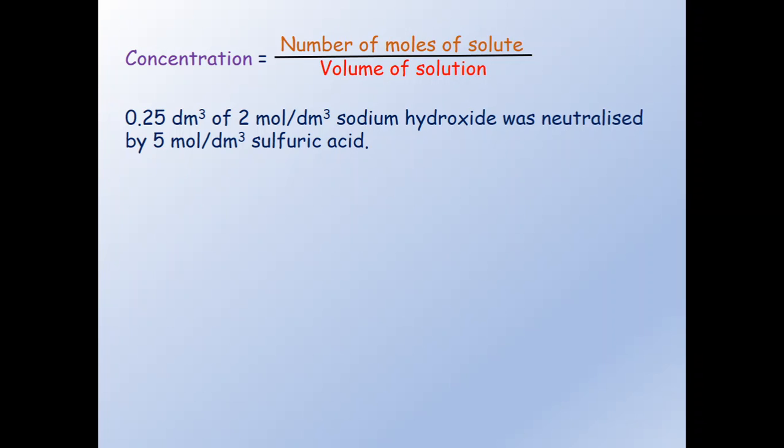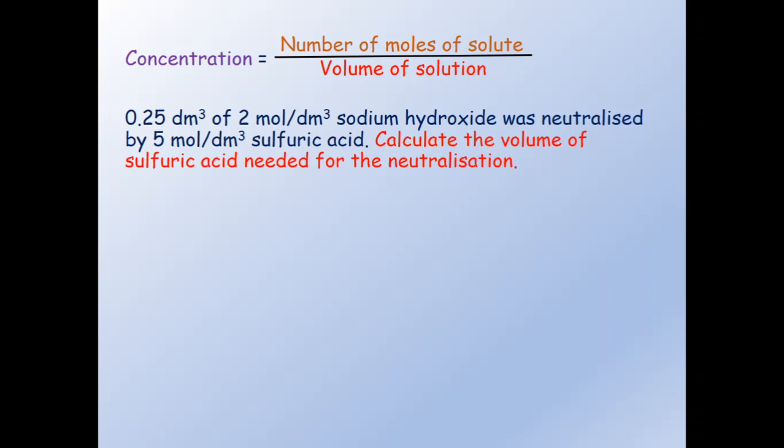0.25 dm³ of 2 mol/dm³ sodium hydroxide was neutralized by 5 mol/dm³ sulfuric acid. Calculate the volume of sulfuric acid needed for the neutralization.